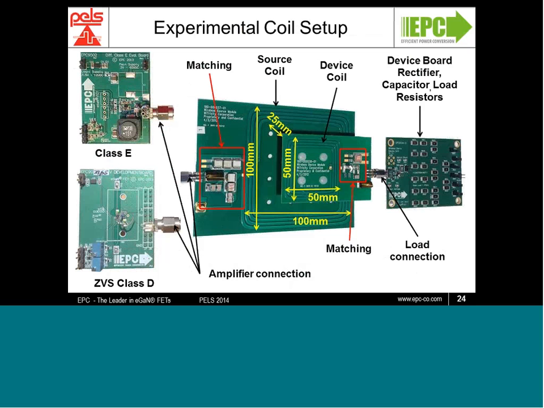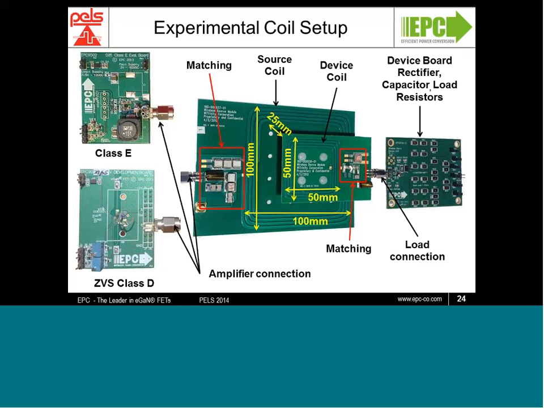On the left top, we have our Class E amplifier, as you can see there, and it has the shunt capacitance and connects to the coil with its RF choke shown at the bottom. The bottom left image is our ZVS Class D amplifier. You can see that it's significantly smaller; a small portion in the center of the board comprises the entire amplifier.